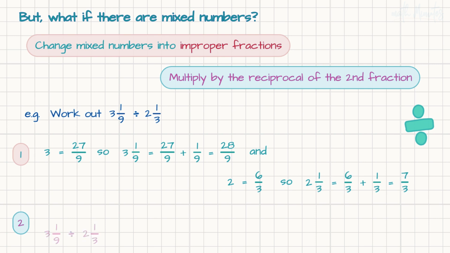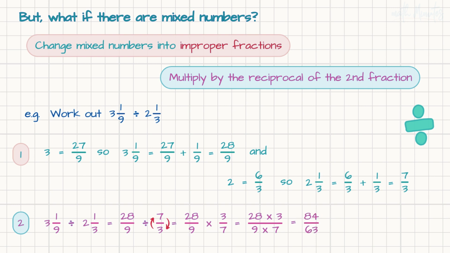Now we can rewrite the expression as 28/9 divided by 7/3. We flip the second fraction to get its reciprocal. 7/3 becomes 3/7. Multiply the fractions. 28/9 times 3/7 equals 28 times 3 divided by 9 times 7, which equals 84/63. We can give our answer as a mixed number in its simplest form. 84/63 equals 63/63 plus 21/63, which equals 1 1/3.